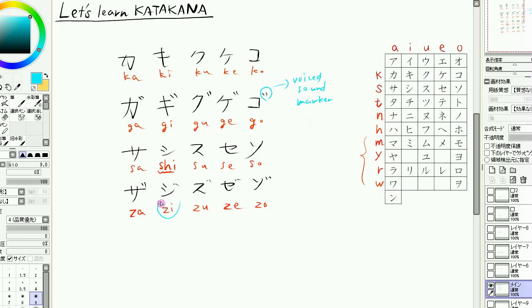So yeah, this should not be zi. In the Roman alphabet we usually write this as ji. Yeah, it's J, because this one is not si, it's shi. So that means the voiced sound should not be zi, it should be ji. You understand? So please be careful. Now, the Z sounds are okay.